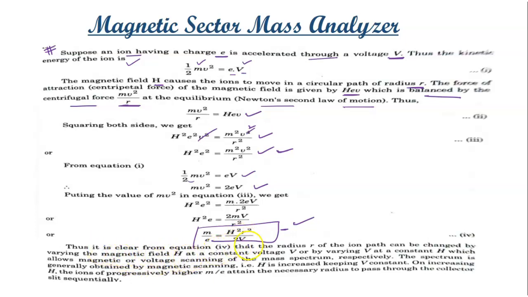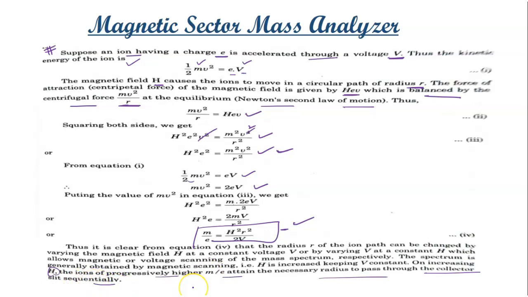So it is clear from the equation that the radius of the ion path can be changed by varying the magnetic field at constant voltage. If you are going to change the radius of the ion path, you can vary your magnetic field, that is the applied magnetic field, at a constant voltage. So that is one thing occurring over here. And if you increase your magnetic field, the ions of progressively higher mass by charge ratio attain the necessary radius to pass to the collector slit sequentially.